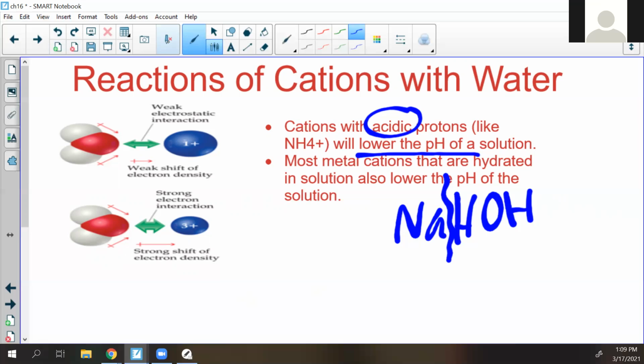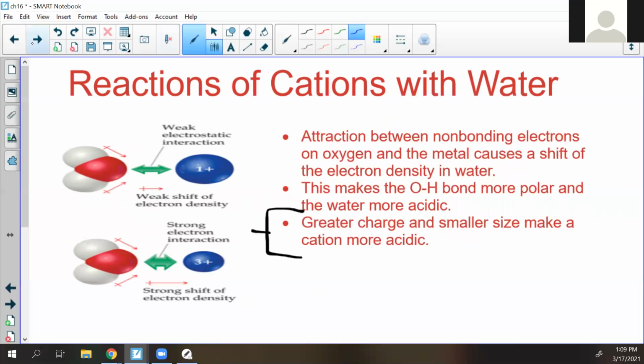Now, there's not a ton on this slide you need to stress about. Can it just be said with the opposite? Like anions with basic protons increase the pH. Yeah, which is what we just said. We didn't say it that way. We said it increases the pH, but that's the same idea.